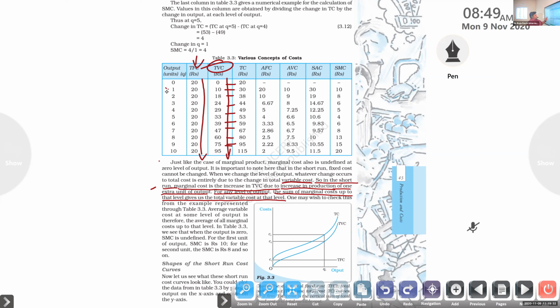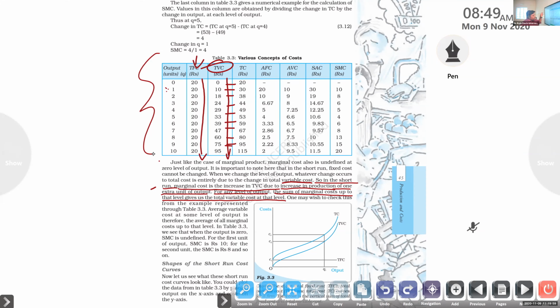Because if you want to increase the production, definitely we want to increase the variable cost. So the sum of marginal cost up to the level gives us the total variable cost at the level. One may wish to check this from the example represented through table 3.3. That's what I told you to check, all these things. Apply these values in those equations.